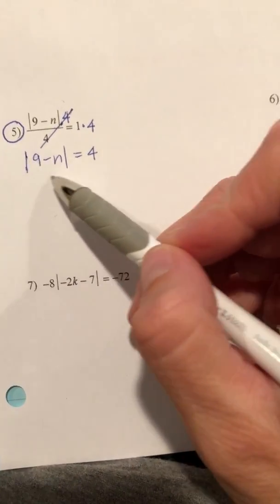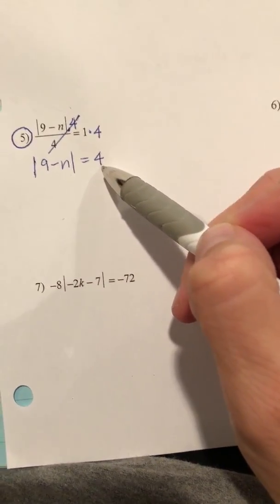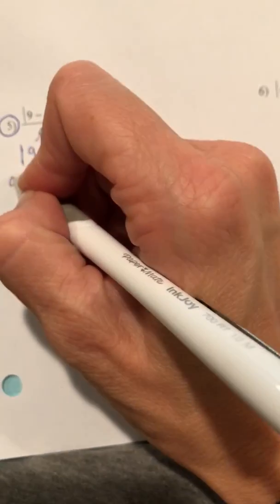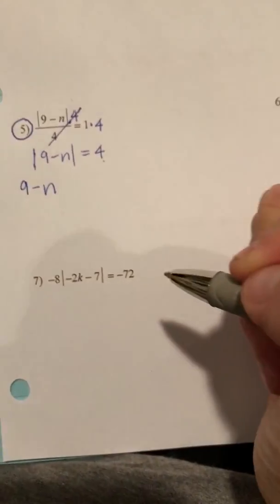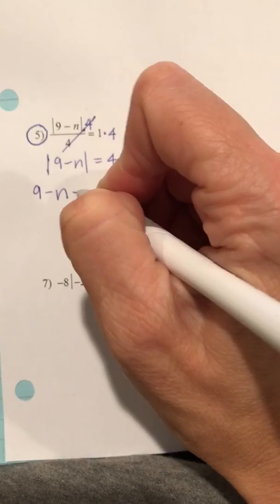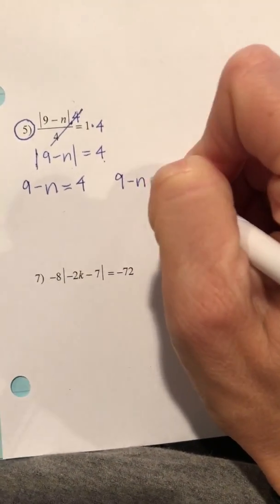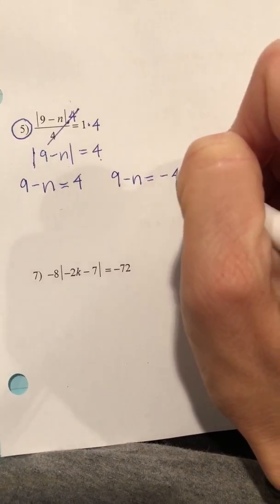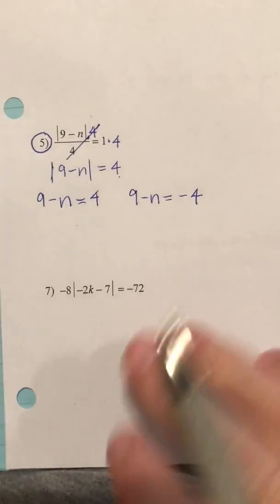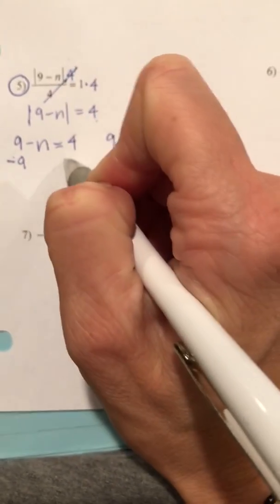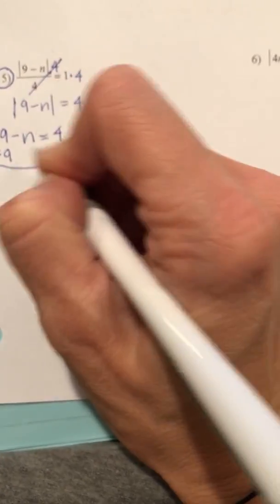If the absolute value of an expression is equal to 4, that means that this expression, 9 minus n, is 4 units away from 0. So the number 4 is 4 units away from 0, but also the number negative 4 is 4 units away from 0. So I have two separate equations. I'll solve them individually. So I'll start by subtracting 9.